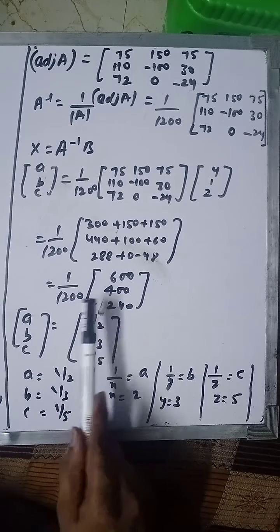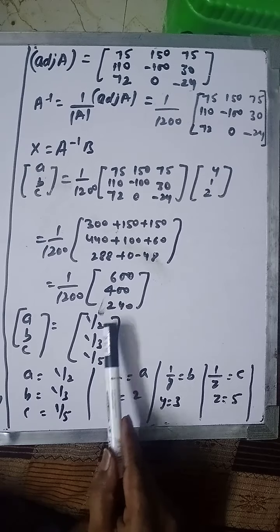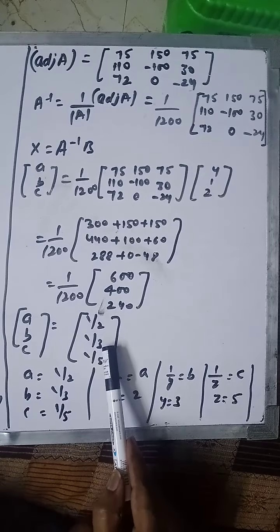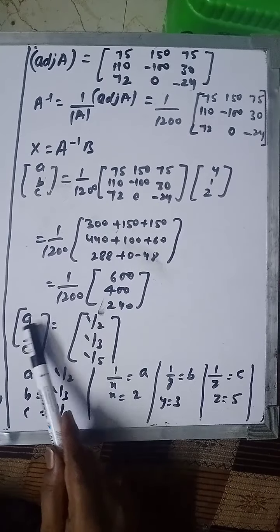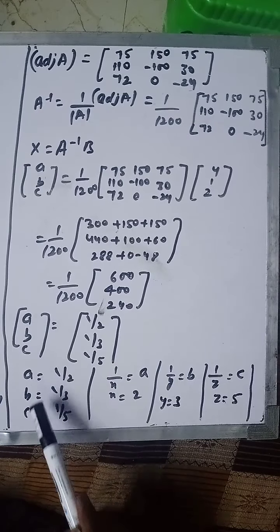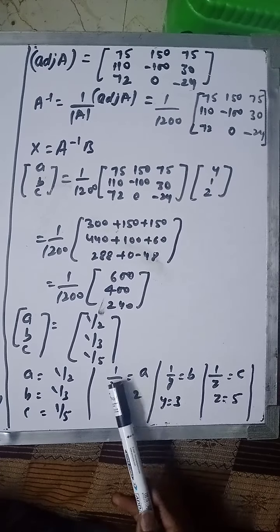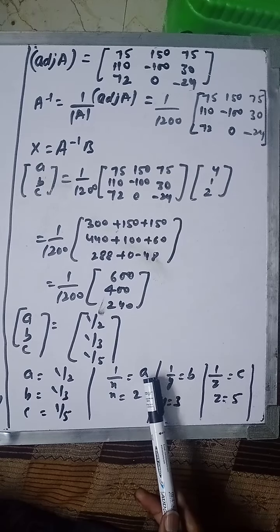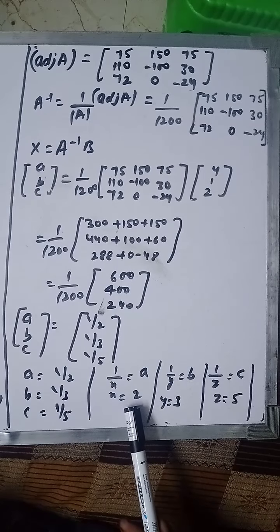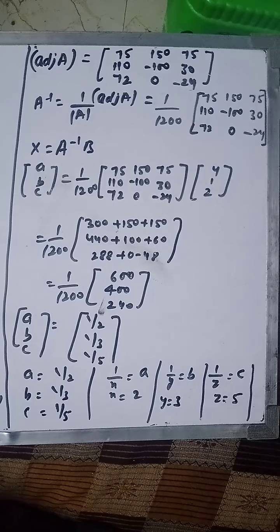After that you have to insert 1200 into this matrix. 600 upon 1200 would be 1 by 2. 400 upon 1200 would be 1 by 3. 240 upon 1200 would be 1 by 5. On comparing with this, you'll get a, b, c, but since 1 by x is a, you have to find out the value of x. So if your a is 1 by 2, your x will be 2. Similarly, your y will be 3, your z will be 5. Got it? Okay.